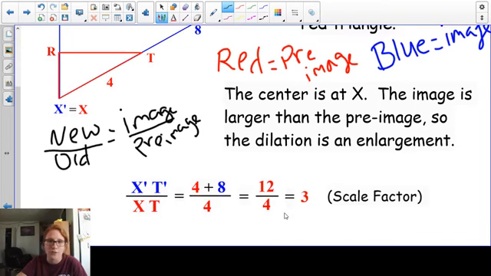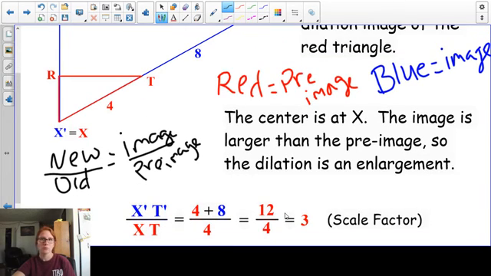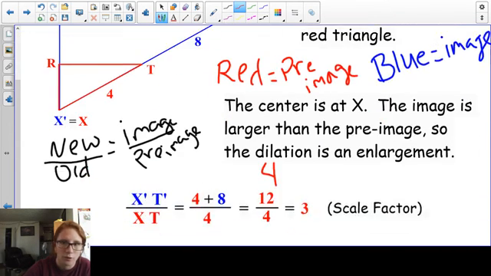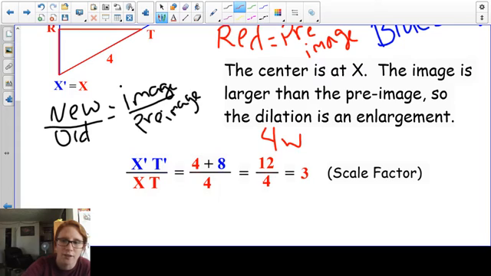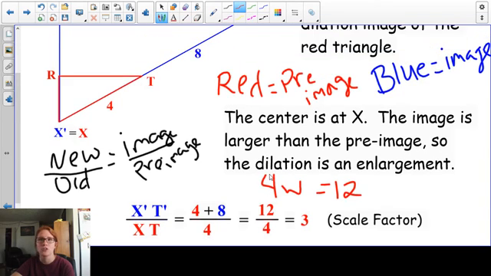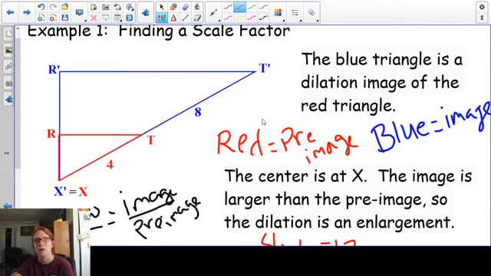You can also think to yourself, if you know that our original was 4, then 4 times W gives me that 12. So 4 times what will give me 12? 3. So that's essentially two different ways to describe the same problem.